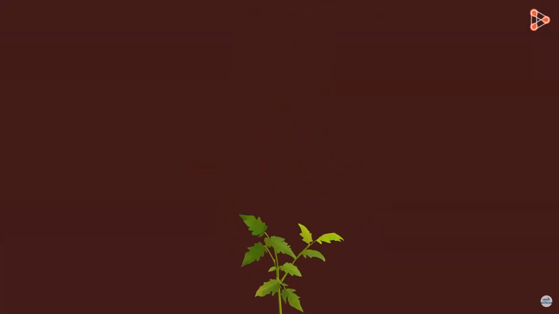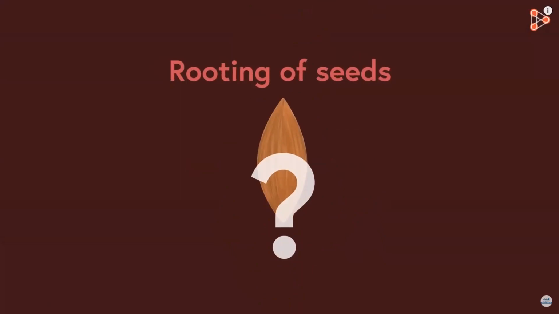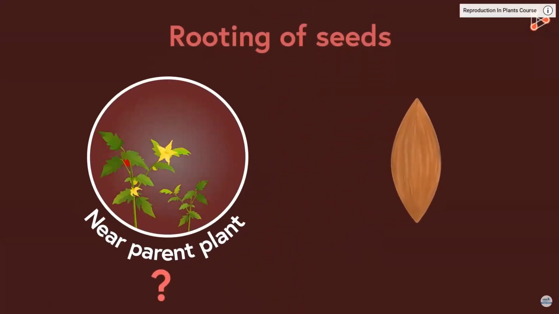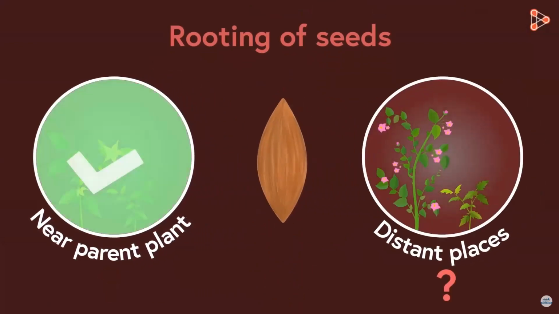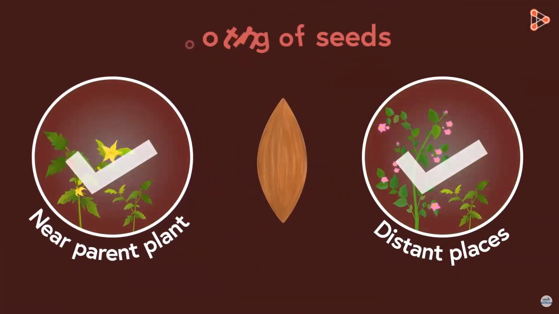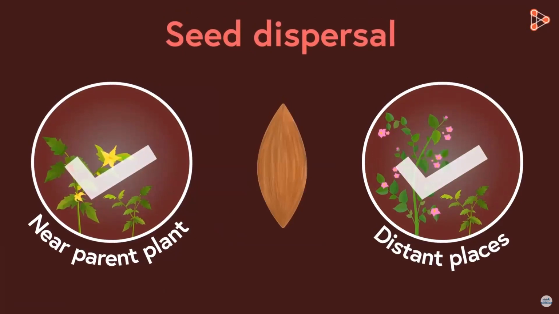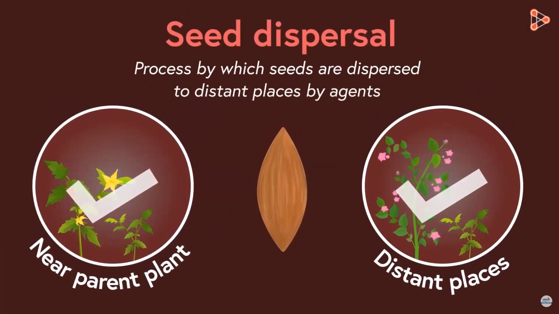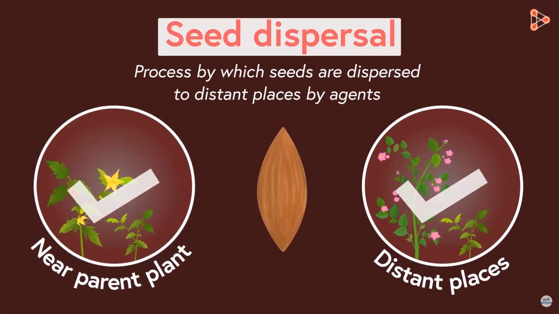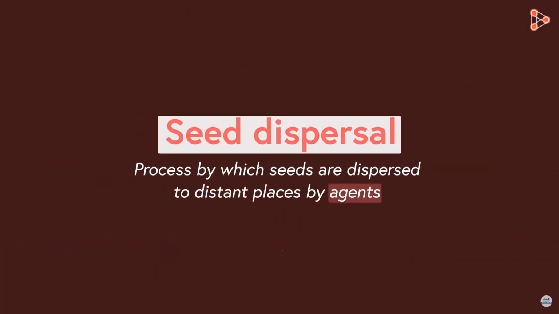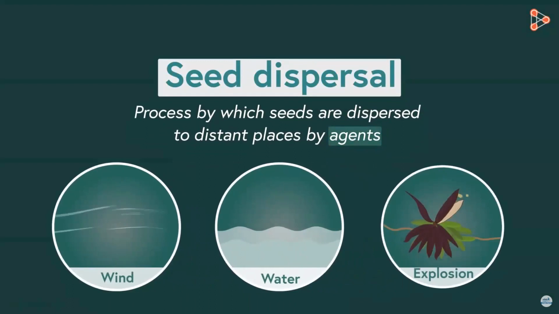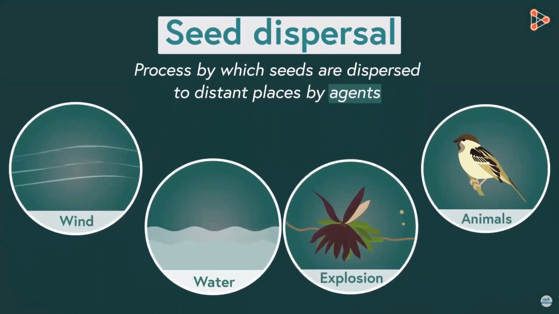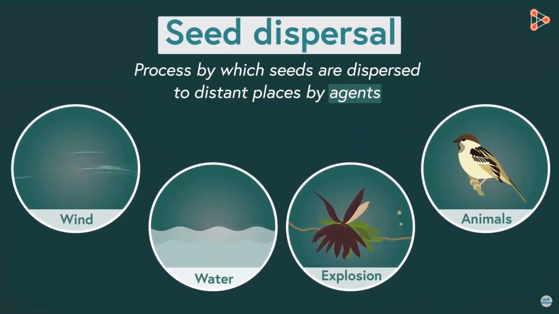But now the question arises, how are these seeds fixed in the soil? Do they always get rooted near the parent plant from where they arise, or sometimes at distances as well? Seeds can be dispersed to nearby or distant places as well, all thanks to the process of seed dispersal. The process by which seeds are dispersed to distant places by various agents is known as dispersal of seeds. Who are these agents? Seeds are transferred to various places by factors such as the wind, water, explosion, and animals. These agents make the process of dispersal of seeds easier. Let's now discuss this process in detail.